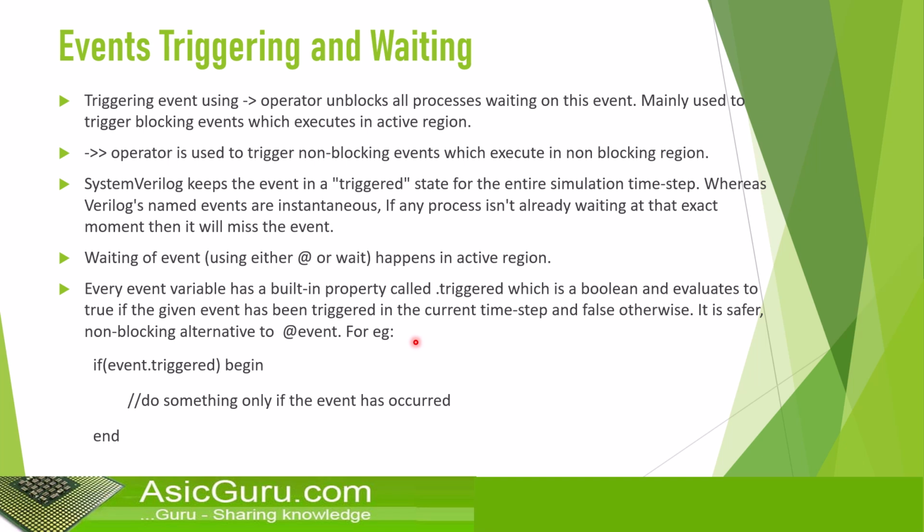Additionally, each event in SystemVerilog has a built-in .triggered property. What is this .triggered property? It is a Boolean flag that returns true if the event was triggered in the current timestamp. Here is a quick example: you are using this event, you check in a condition the event.triggered property, and if it is true, then you do something. You can add the else part also. This lets you check and respond to an event conditionally within the same timestamp.